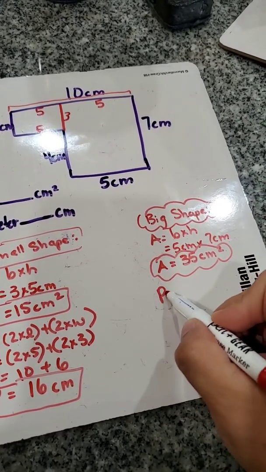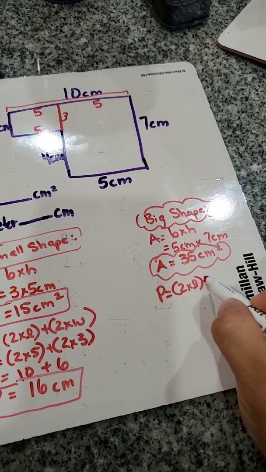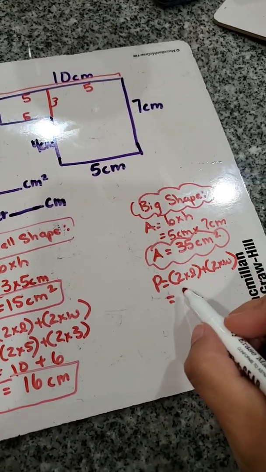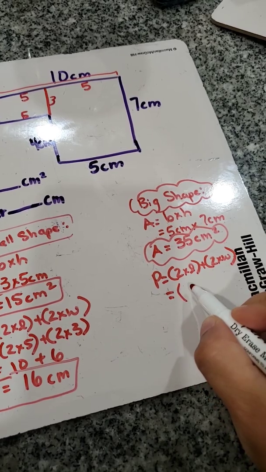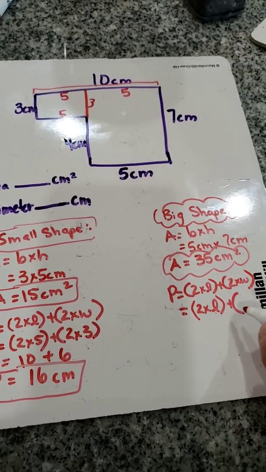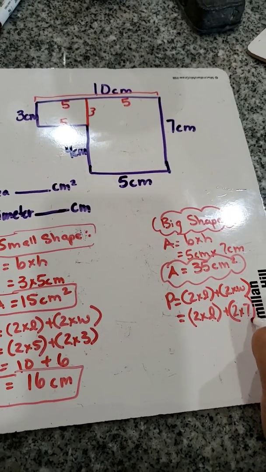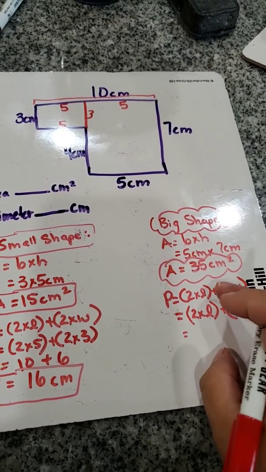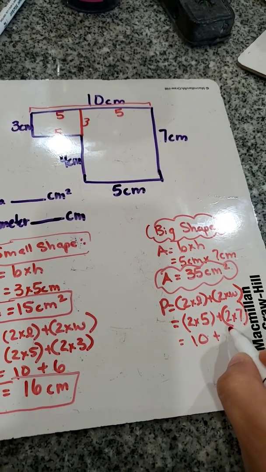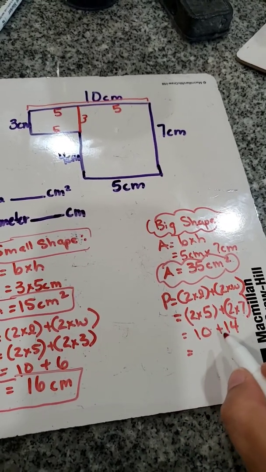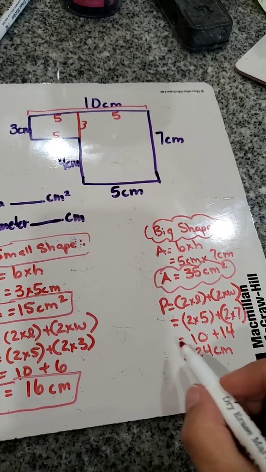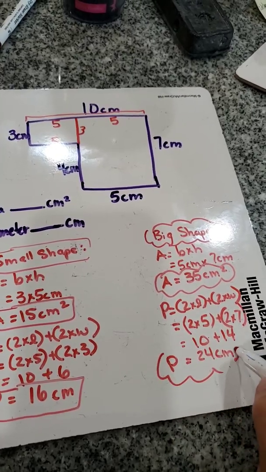Now we've got to do the perimeter of the big shape. 2 times L plus 2 times W. Well, 2 times the length is 5 plus 2 times the height or width is 7. 2 times, goodness, I should have put in 5 instead of L there. 2 times 5 is 10, plus 2 times 7 is 14. 10 plus 14 is 24 centimeters. So the perimeter is 24 of the big shape.